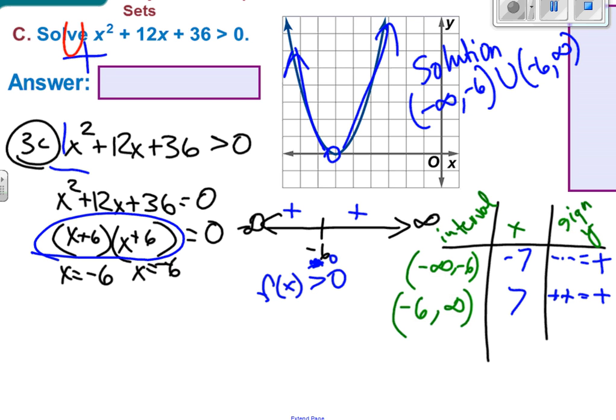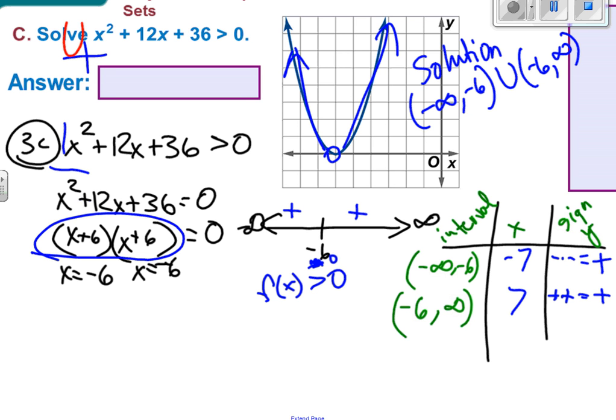So suppose it had been strictly less than. What would the answer have been? No. If it was strictly less than, no solution, because it's never less than 0. How about if it had said greater than or equal to 0? Everything, yep, negative infinity to positive infinity. So these are kind of the trickier ones that don't give us exact values as we go.